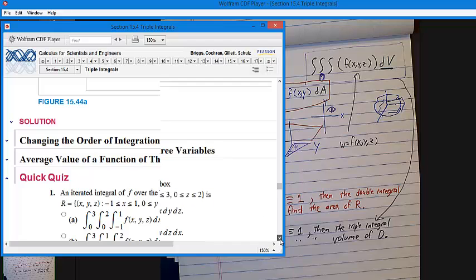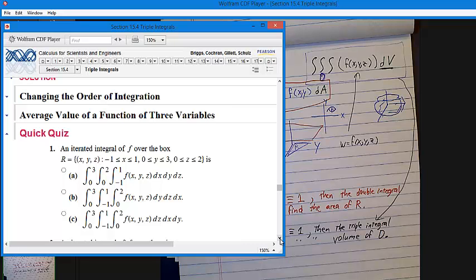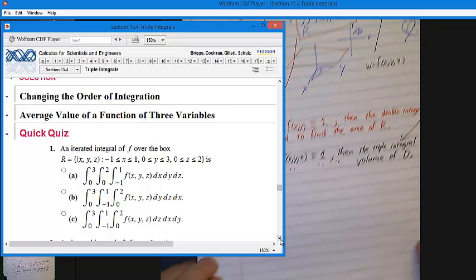So here we go. Question 1. We have a box. An iterated integral over the box. And they give me some choices. Let's see if we can answer that one, huh?